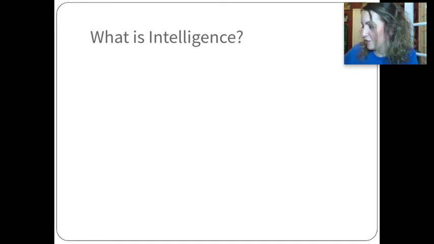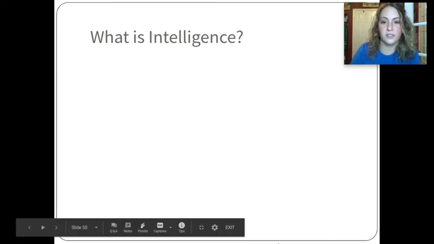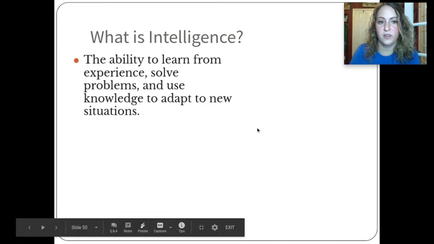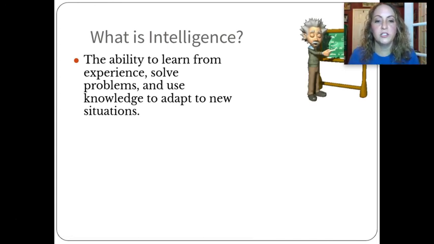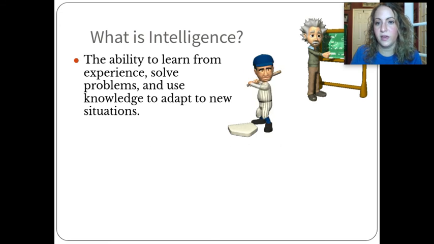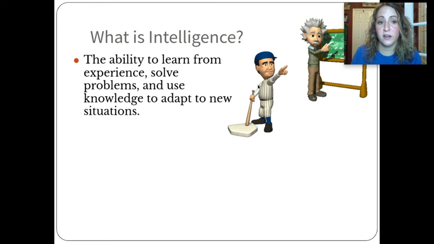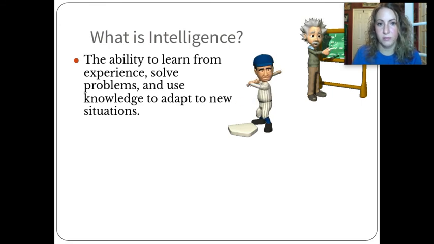Okay. So what is intelligence? I don't know. The jury's still out on what intelligence actually is, but there are two big controversies. Here is the definition of intelligence: it's the ability to learn from experience, solve problems, and use knowledge to adapt to new situations. In that case, both of these characters, Albert Einstein and Babe Ruth, are intelligent, because they can learn from experience, solve problems, and use knowledge to adapt to new situations.